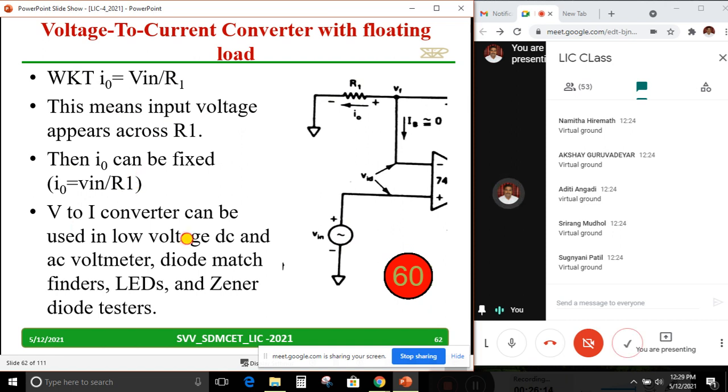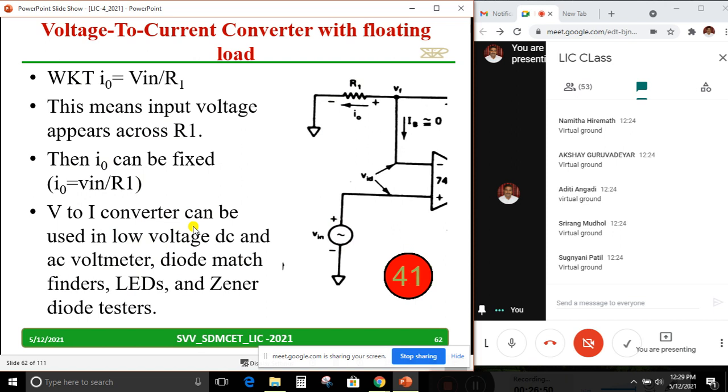Voltage to current converter can be used in low voltage DC and AC voltmeter, diode match finder, LEDs, some applications we are going to see after 2 slides. With grounded, with floating load, a lot of applications are there, but few will try to see the applications where it is useful, sir. 1 or 2 applications we will discuss. Now you just copy down names with the circuit diagram. We will discuss how these can be used.